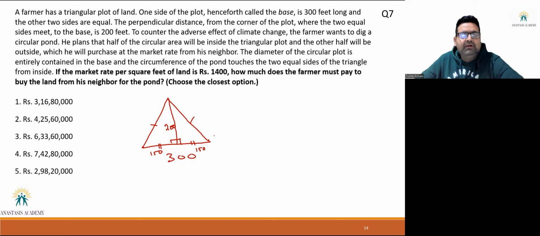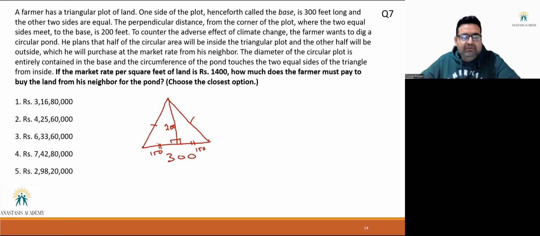To counter the adverse effect of climate, he wants to dig a circular pond. Now he's decided that half of it will be inside the triangle, half of it will be outside. The one which is outside, he's going to purchase at market rate from his neighbor. So the land outside belongs to his neighbor. So when he draws the circle, half of the circle he'll have to buy. Half is his own land. Right. So they say the diameter is contained on the base, and the circumference touches the two equal sides.